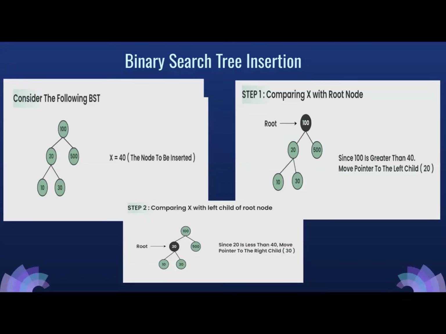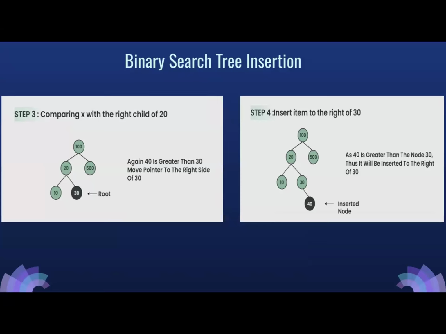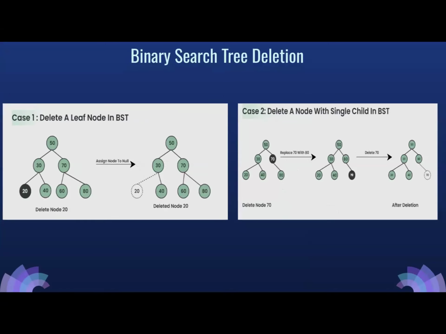So in step 2, we'll compare it with 20. It is going to be bigger than 20, so then we'll go to the right, and then we'll check 30. Now, because 40 is greater than 30, we'll go to the right side of 30 and insert that node. All right? So this is essentially how insertion works. It's kind of simple, and I'm pretty sure most of you guys know this, but yeah, we'll go from there.